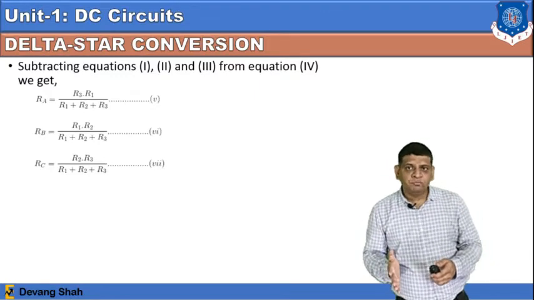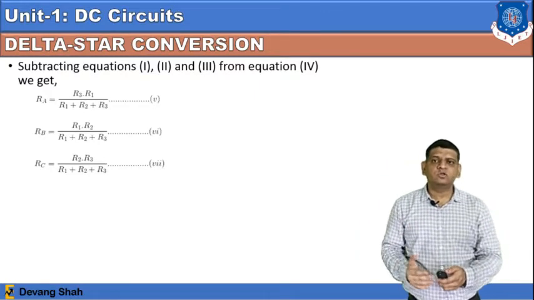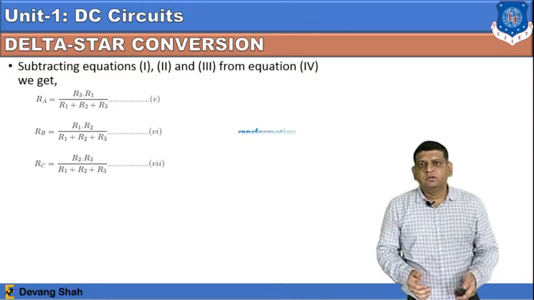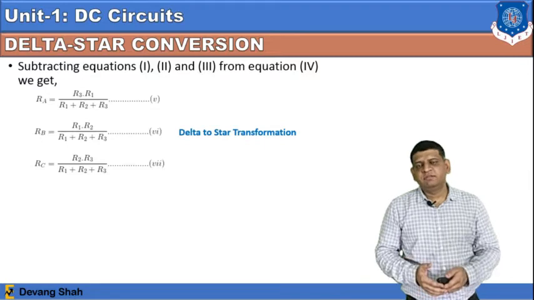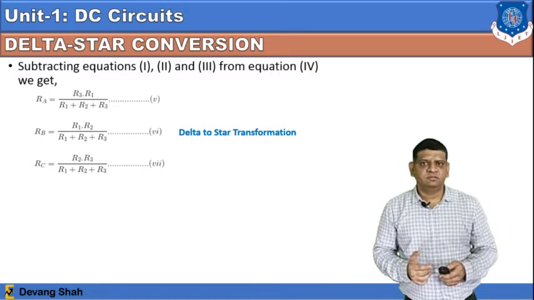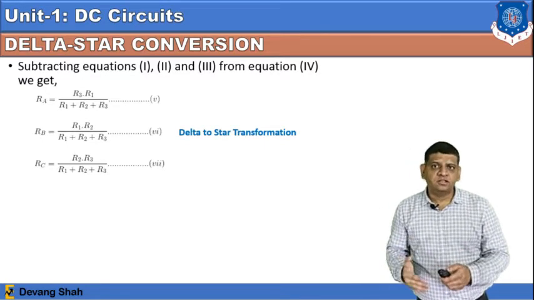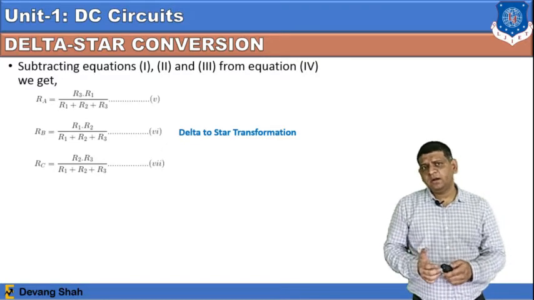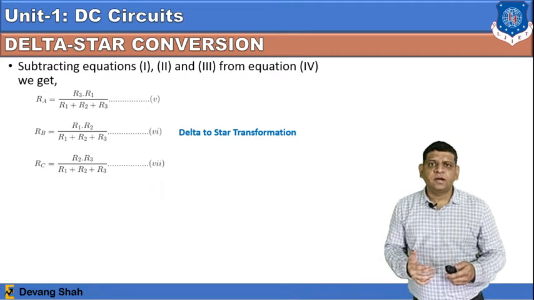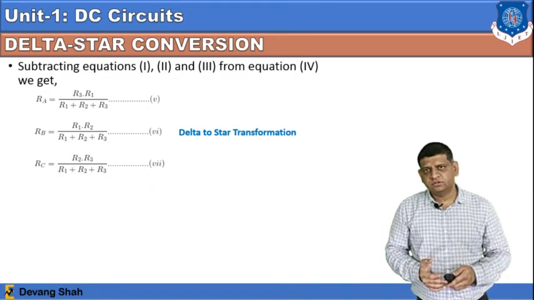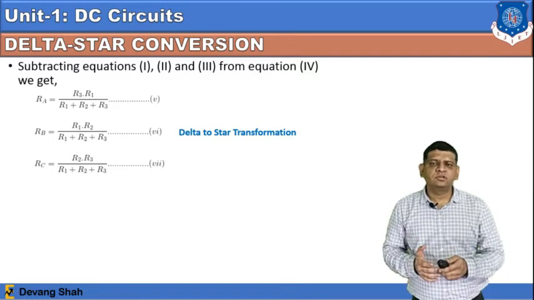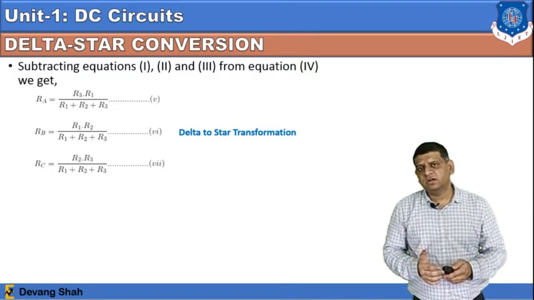Now you can see all these equations are individual equations of RA, RB and RC, and that conversion is referred to as the delta to star conversion, right? The RHS part is completely delta terms, and the LHS part is completely star terms. By that way you can convert delta into star. So this transformation is the delta to star conversion.